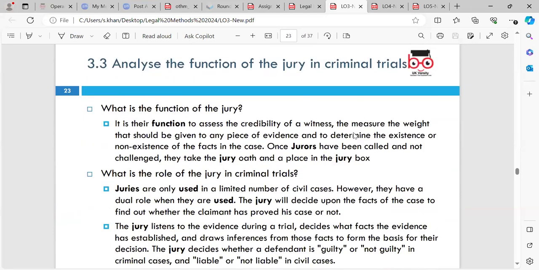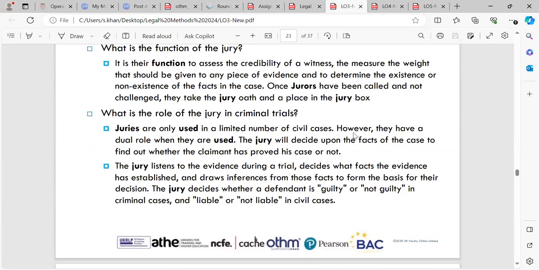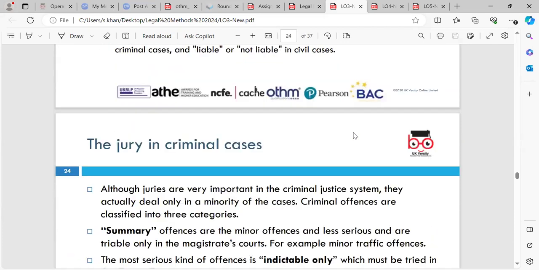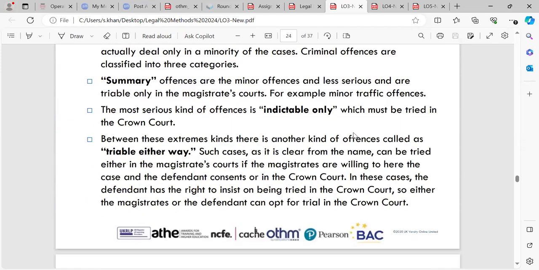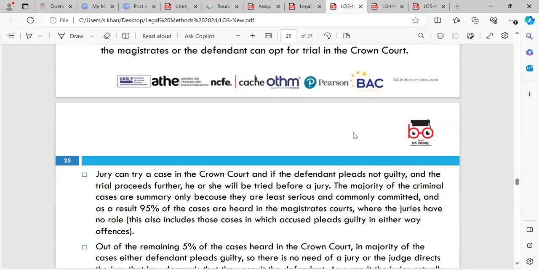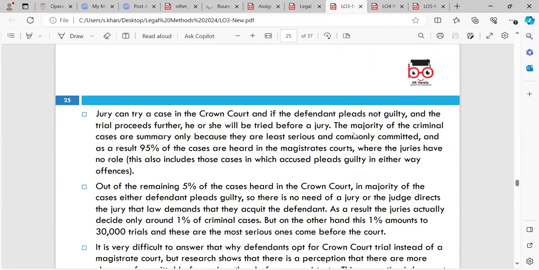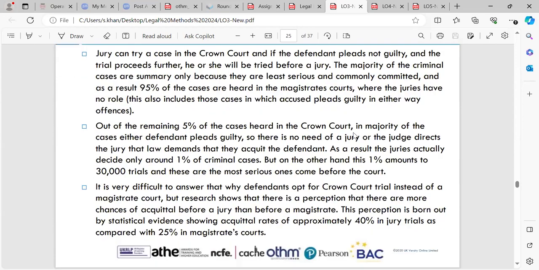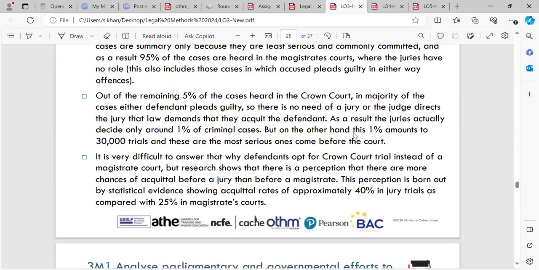We then went on to 3.3, which was to analyse the function of the jury in criminal cases, and what their function and role is within criminal cases. We also looked at how juries can try a case in the Crown Court if the defendant pleads not guilty, and how 95% of cases are heard within Magistrates Court before going to the Crown Court.